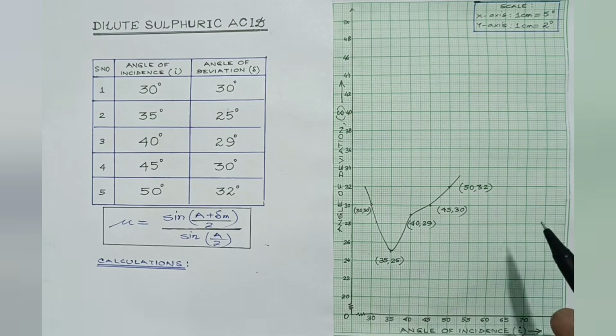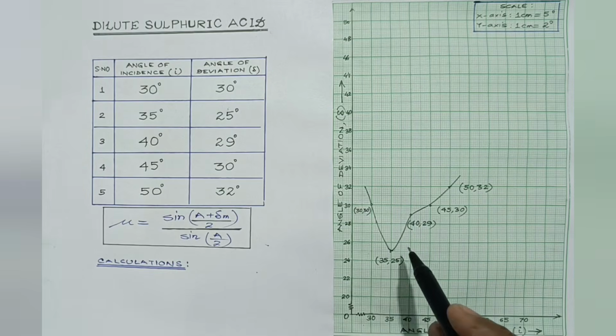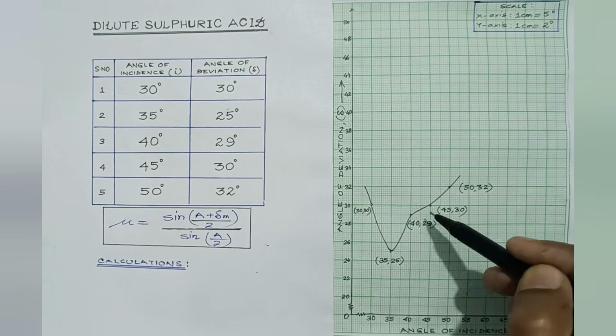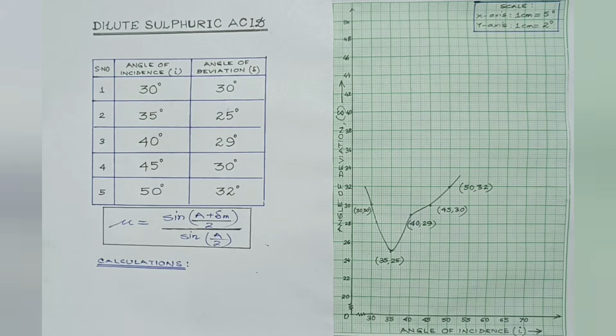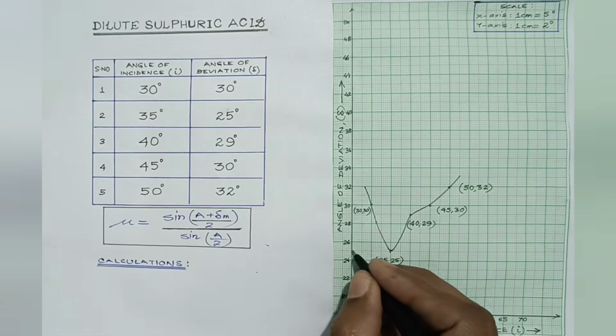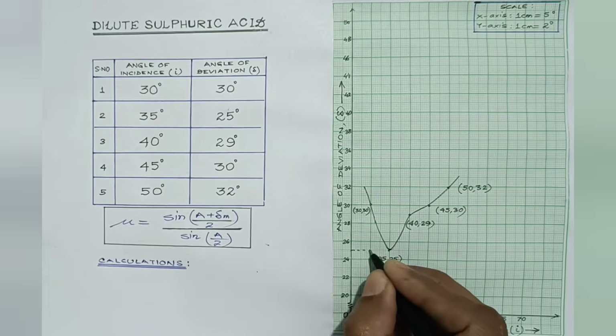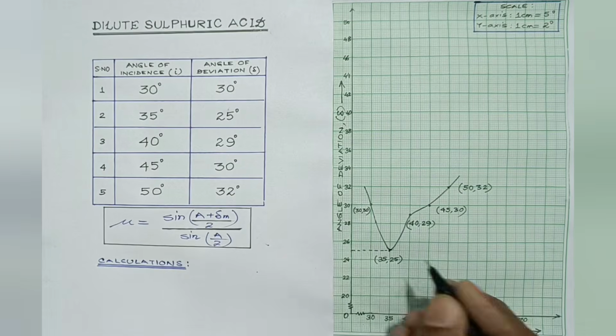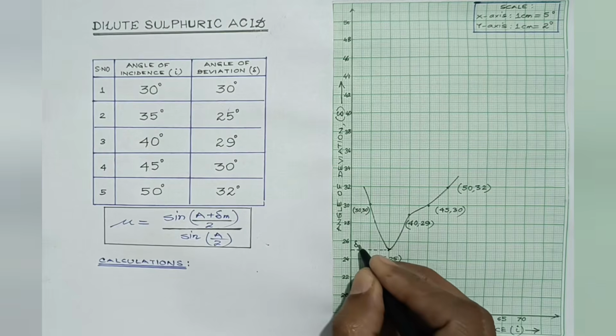And the nature of the graph obtained is like this. Again, it represents the same thing. Initially, with the increase in i, the value of delta decreases. Corresponding to a particular value of i, it attains a minimum value. And then on the further increase in the value of i, the angular deviation starts increasing, right? So here from the graph, this must be the angle of minimum deviation, that is found to be 25 degrees.